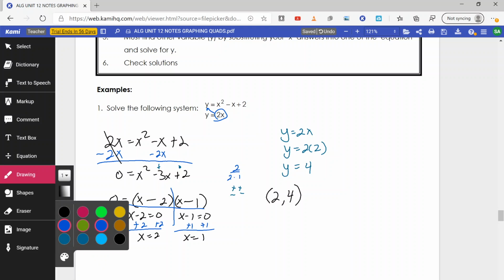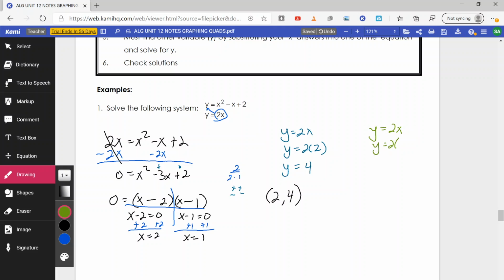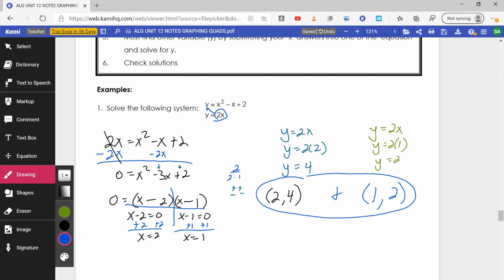But I also have the other value of x of 1. So again, we still use the linear equation y equals 2x, only this time we have 2 times 1, which gives me 2. So this means my other point of intersection is x value of 1, y value of 2. So these are the two solutions to our system of equations here.